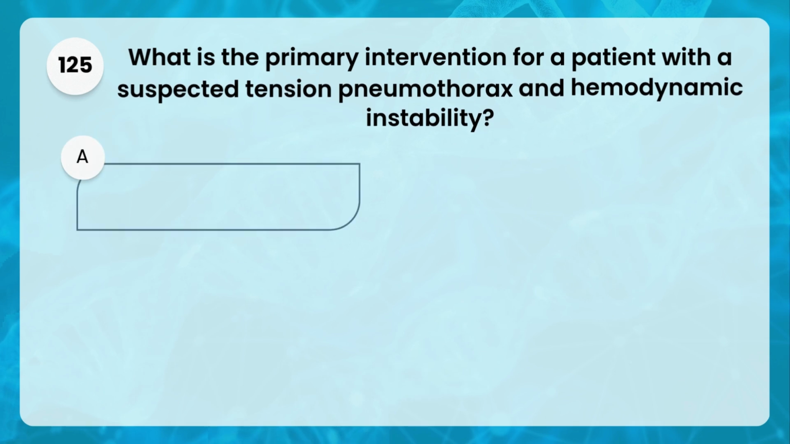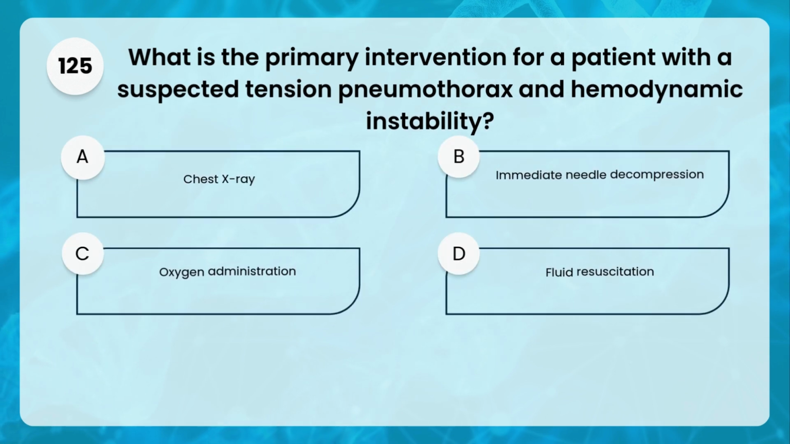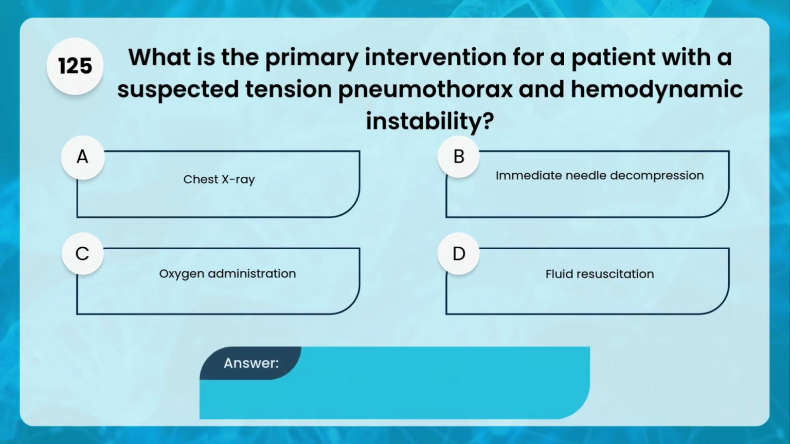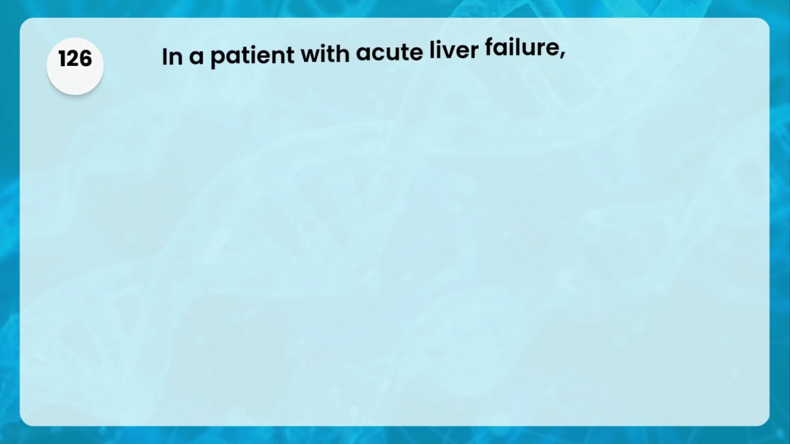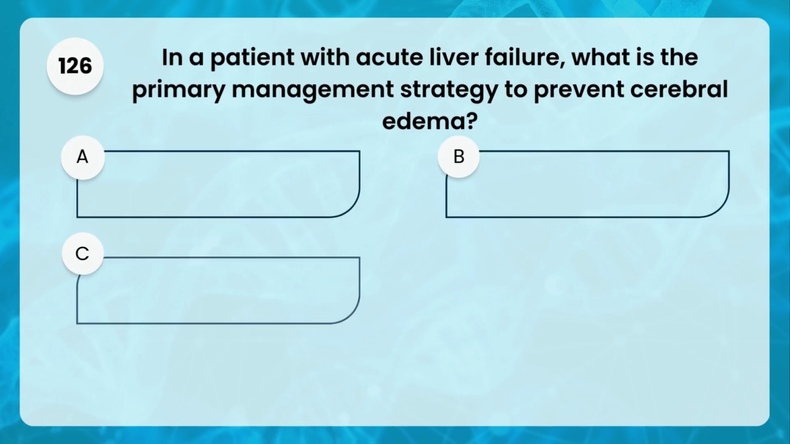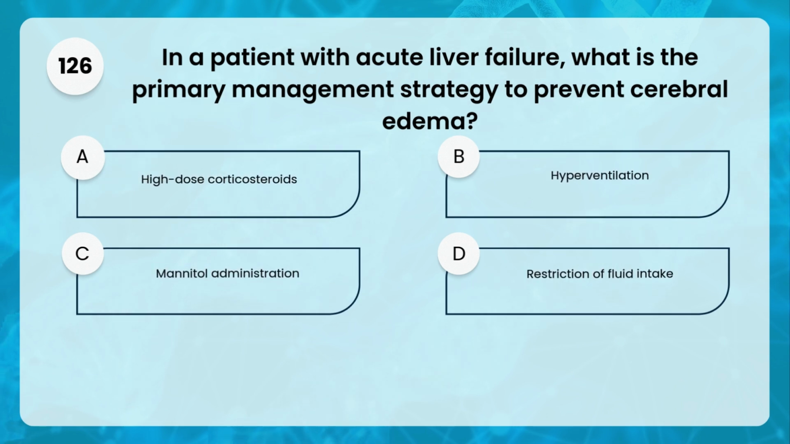125. What is the primary intervention for a patient with a suspected tension pneumothorax and hemodynamic instability? A. Chest X-ray. B. Immediate needle decompression. C. Oxygen administration. Or D. Fluid resuscitation. The answer is B. Immediate needle decompression.